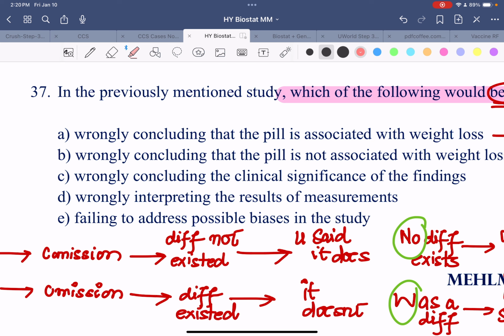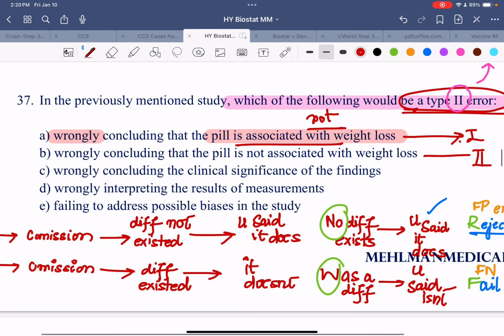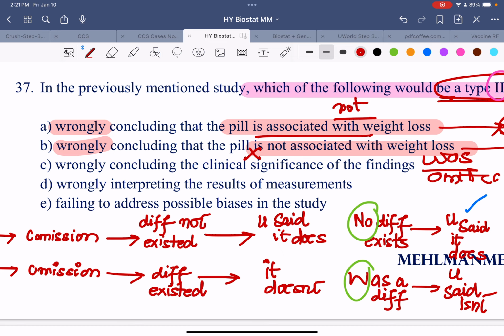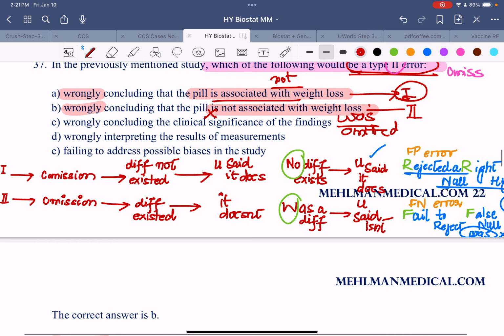Here they are saying that the pill is associated with weight loss and you are wrongly concluding it, which means that actually the pill is not associated with weight loss, but you say that it is. So you are committing to something that doesn't exist, so it is a type 1 error, right? And here in part B, you are wrongly concluding that the pill is not associated with weight loss, which means that the pill was actually associated with weight loss, but you said that it isn't, so you omitted something that existed. So this is an example of type 2 error. So the answer over here is B.